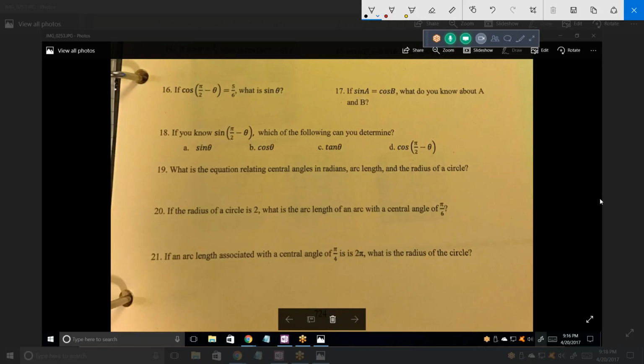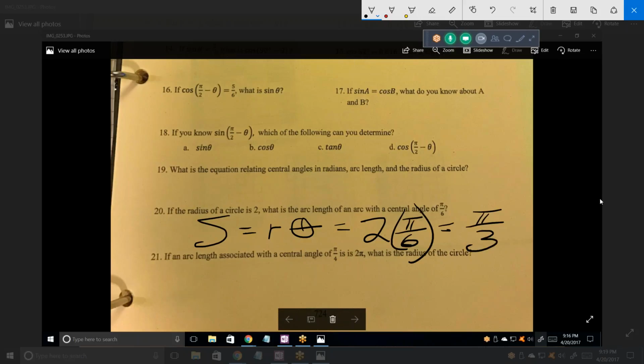All right. So, number 20. If the radius of a circle is 2, what's the arc length of an arc with a central angle of pi over 6? So what was the formula again? S is equal to r times theta. Okay, now plug in everything. So it'd be S is equal to 2 times pi over 6, which is pi over 3.